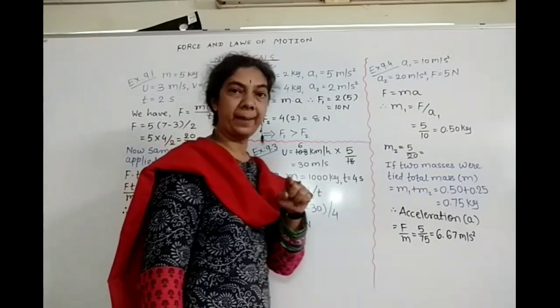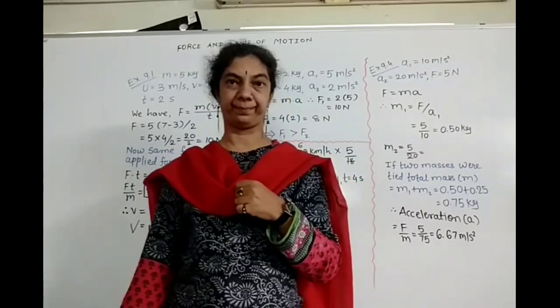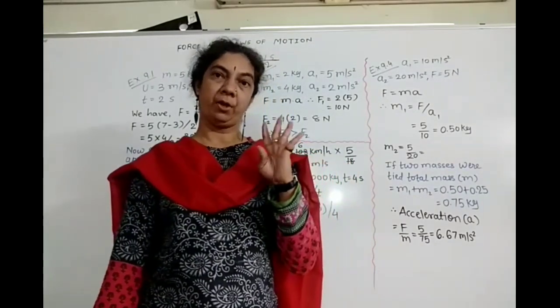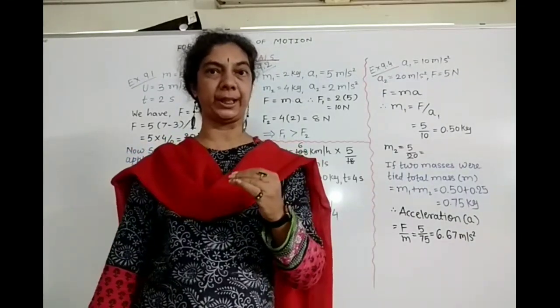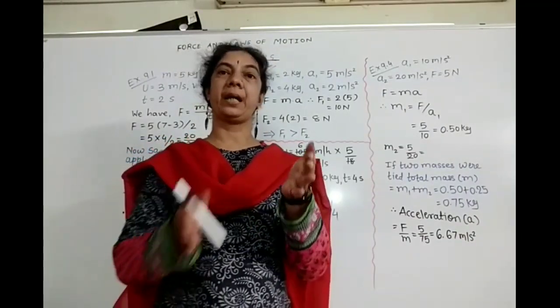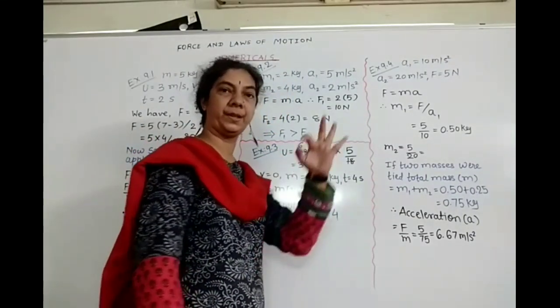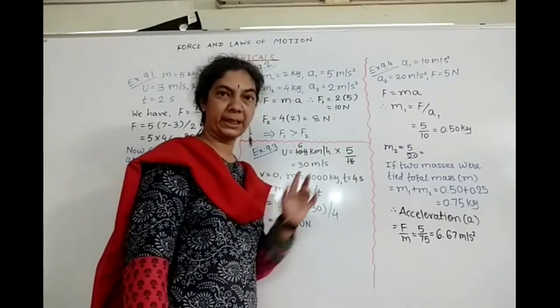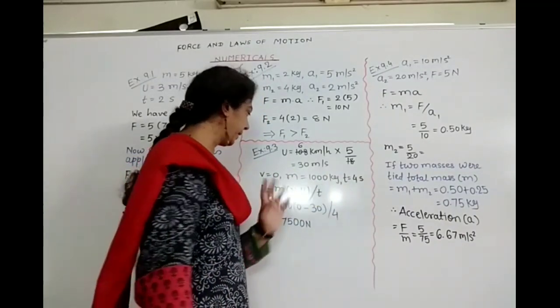Then brakes are applied and the car comes to rest. That means the 4 seconds is the time for which the force has been applied, and the car stops, so the final velocity becomes 0. This is important that you need to understand. Mass is 100 kg that we have discussed.